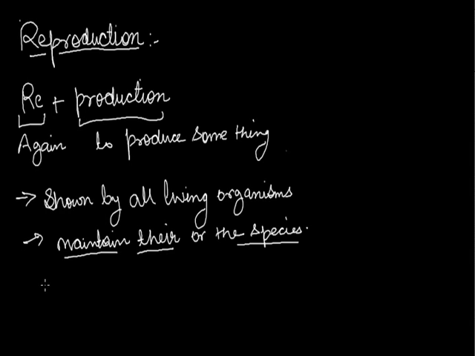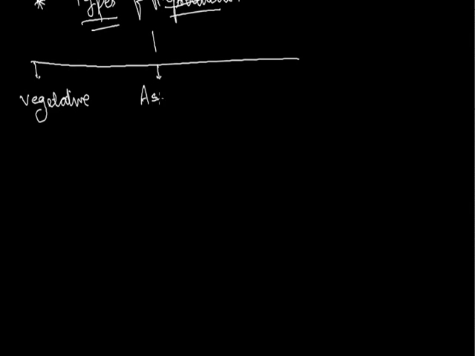Okay, now the types of reproduction. If we see the types of reproduction, then basically it is of three types. One is vegetative reproduction, the other one is asexual reproduction, and the last one is sexual reproduction. Okay, so we'll see one by one what are the meanings of these kinds of reproduction, and these reproductions are shown by which kind of organisms.